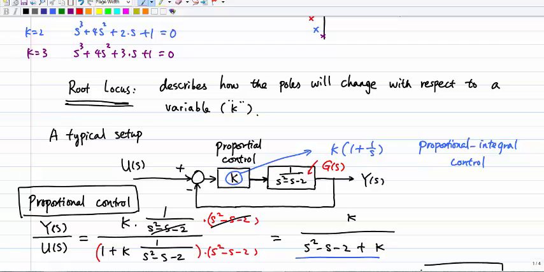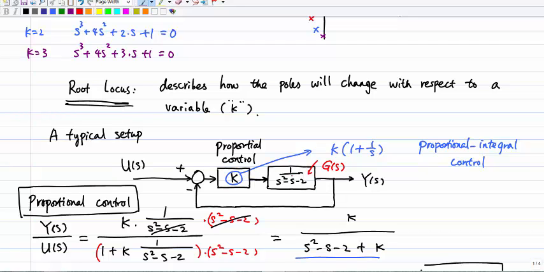You can consider this k as the gain for the proportional control. So we apply a proportional control for a given system with a negative unit feedback, and we want to see how the change of this k will affect the poles of the closed loop system.